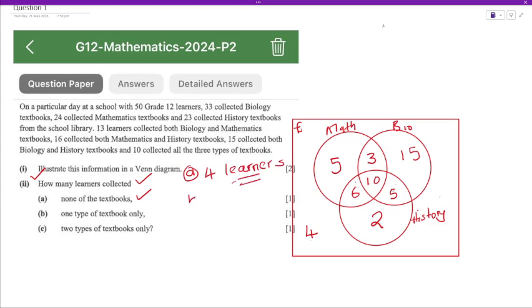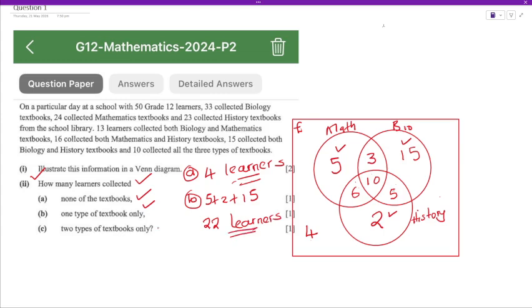We go to B. What is B saying? How many learners collected one type of textbook only? One type of textbook only simply means these guys here, these ones here, and those ones there. So we're going to say 5 plus 2 plus 15. The values I just checked marked, meaning what do we get? We're going to get 22 learners, right? 5 plus 15, that's 20 plus 2, 22. So I have 22 learners. Once you draw the Venn diagram, everything becomes simplified.